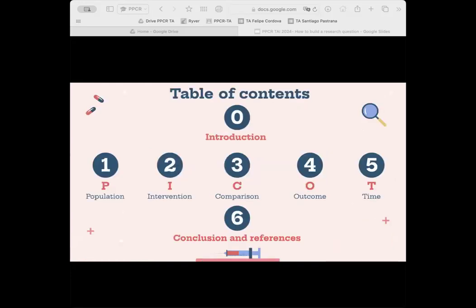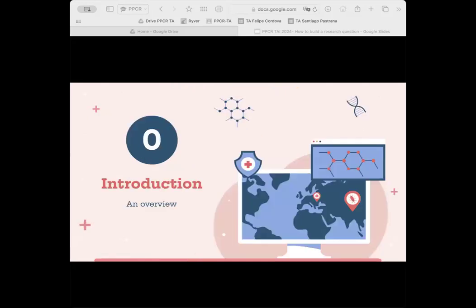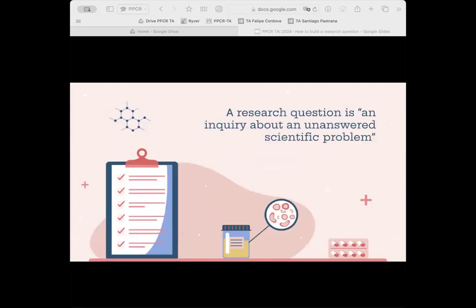This is the agenda for today. You may already be familiarized with the PICOT format to build a research question, so let's start. First, I want to give you an overview of where the research question comes from. A research question is an inquiry about an unanswered recent scientific problem. I know this is like the definition, but it's more complex than you think.